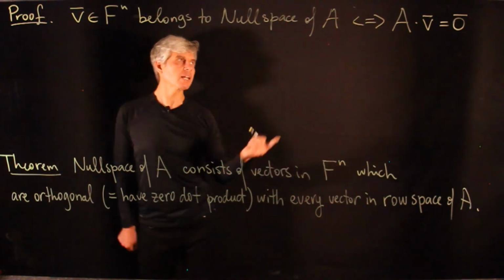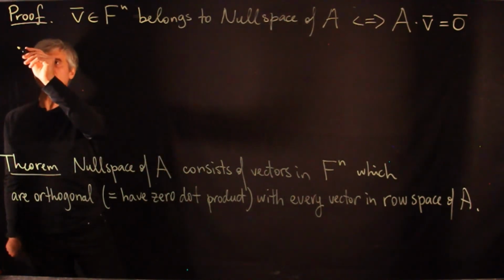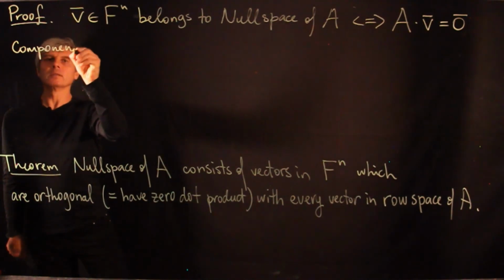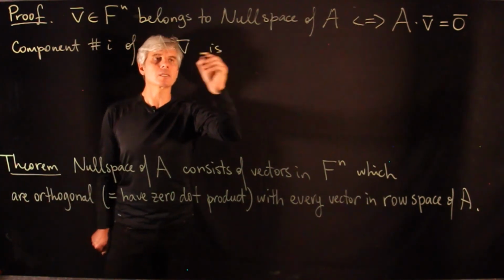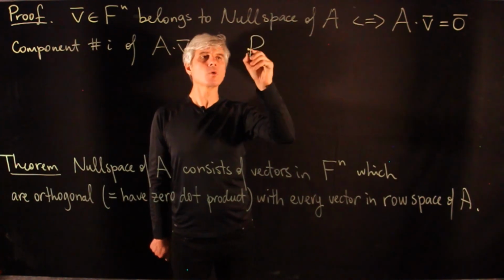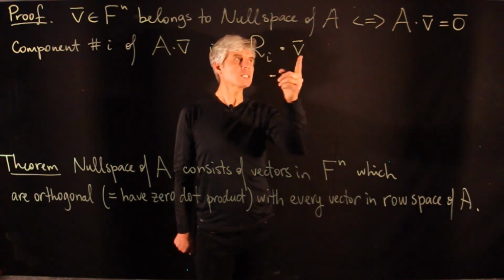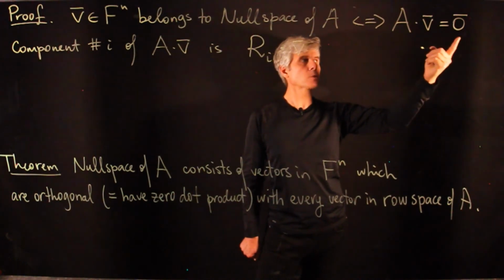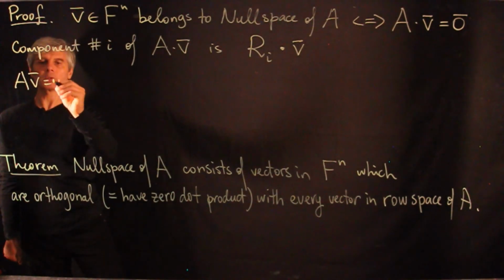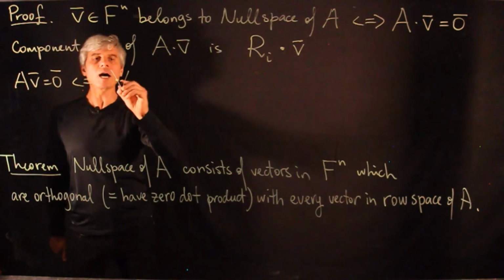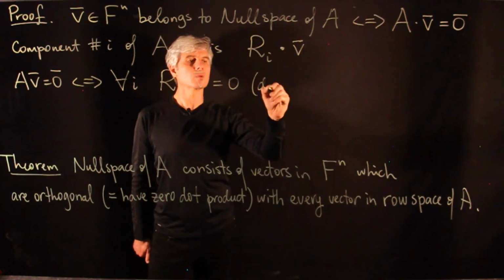But how do we calculate the product of a matrix with a vector? This was one of our rules. We see that component number i of the product Av is the dot product of row number i with v. And so this product of a matrix with a vector is equal to 0 if and only if, let's write it down, Av is equal to 0 if and only if for all i, the dot product of R_i with v is equal to 0. So here we use the dot product.